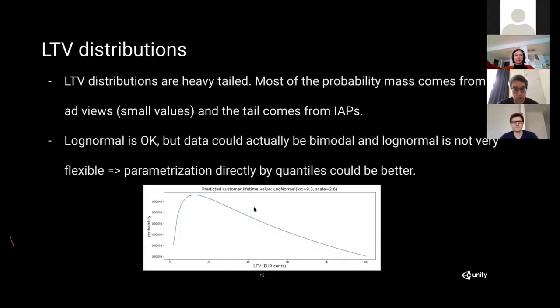I guess a log normal distribution is okay, but it could be that the data is actually bimodal. Then you see that the log normal is not very flexible. You cannot really make it into a bimodal distribution by any choice of its latent parameters. So in our case, it is more flexible and better to parameterize it with quantiles. And we will talk about that a little bit more later.